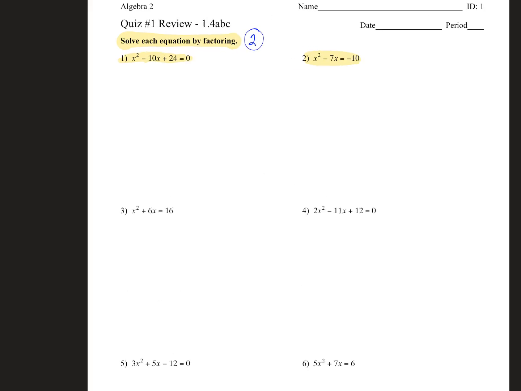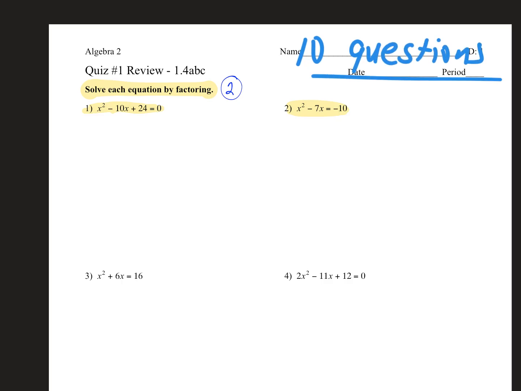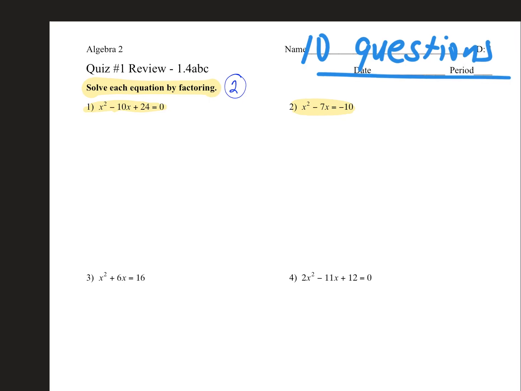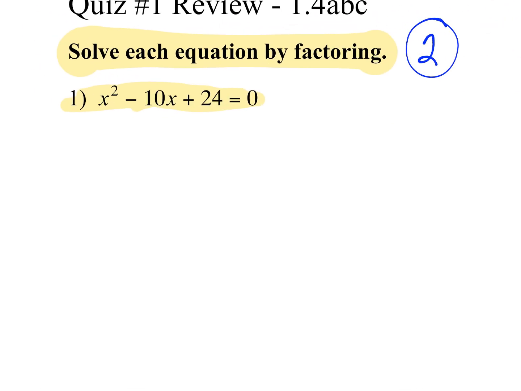All right, guys, your quiz tomorrow is 10 questions. For 8 of those 10, they're going to tell you exactly what to do. There's going to be 2, like this first section where it says solve each equation by factoring. When it tells you to solve by factoring, then you know you can do what? You can factor it, right? If it tells you to solve by factoring, that's how you have to do it. If they tell you what to do, that's what you have to do.